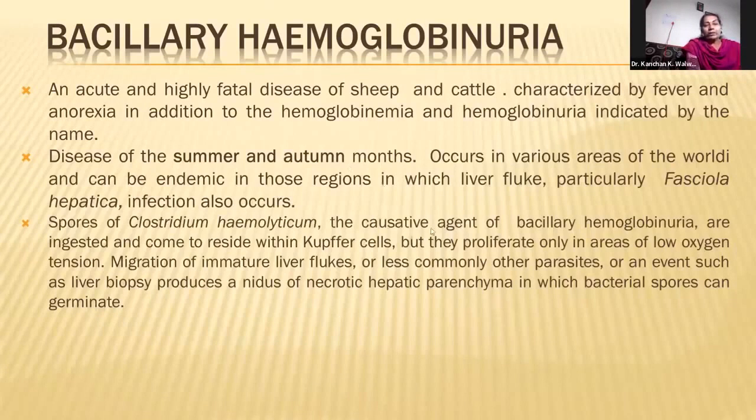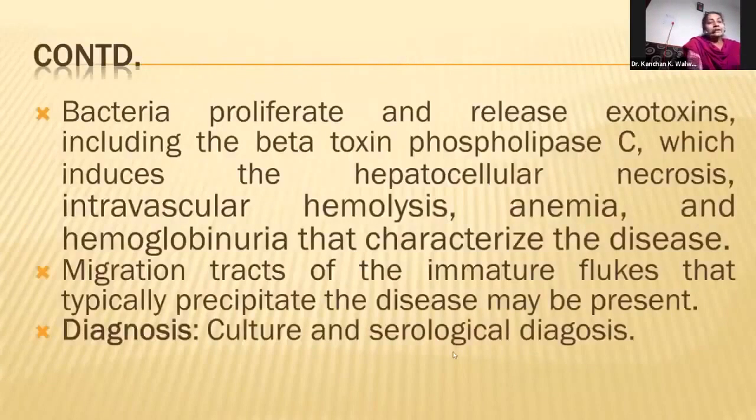There will be necrotic hepatitis, and there will be parenchymal damage, and the bacterial spores start germinating, and that leads to the hemoglobinuria. So this bacteria, as I said, proliferates and releases the exotoxins. Clostridium have that tendency to release toxins.